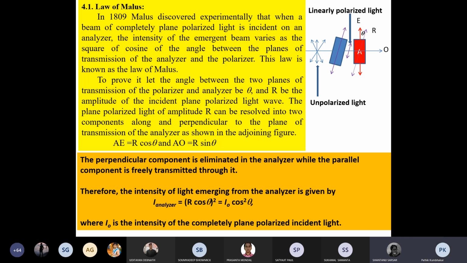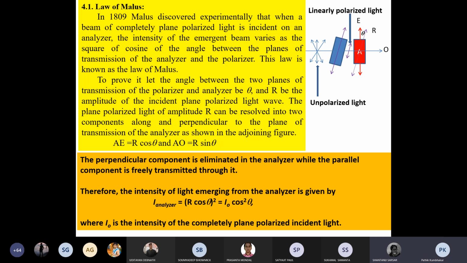Now r can be resolved into two components: one along the pass axis of the analyzer and one perpendicular to it, along AE and along AO. AE is r cos theta and AO is r sin theta. As you know, the perpendicular component will be absorbed by the analyzer and not allowed to pass through, whereas the parallel component will be freely transmitted. So the light passing through the analyzer will have an amplitude r cos theta. So the intensity of the light is proportional to (r cos theta) squared, that is I0 cos squared theta.